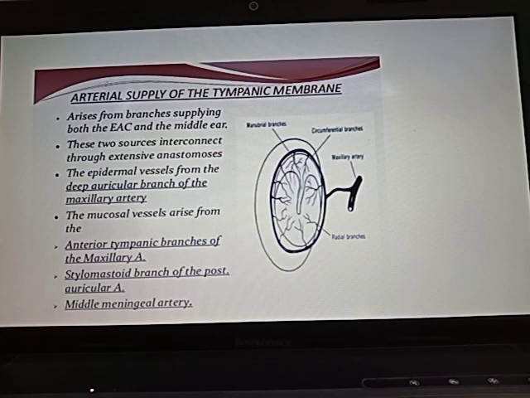And the mucosal vessels, or the vessels which supply the inner side of the tympanic membrane, come mainly from three sources: the anterior tympanic branch of the maxillary artery, the stylomastoid branch of the posterior auricular artery, and the branches from the middle meningeal artery.